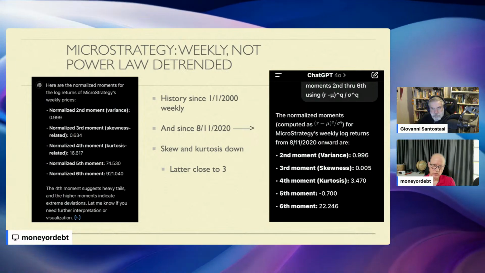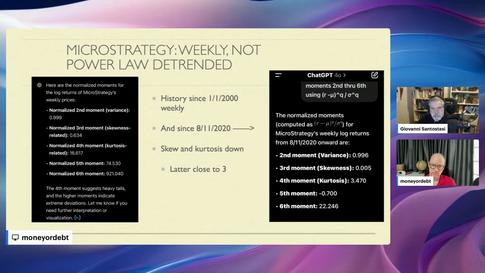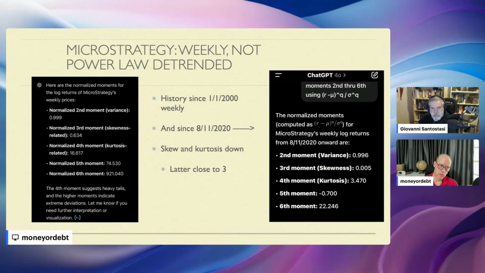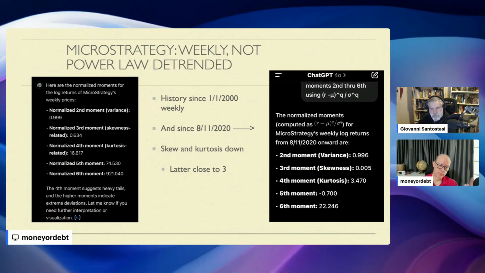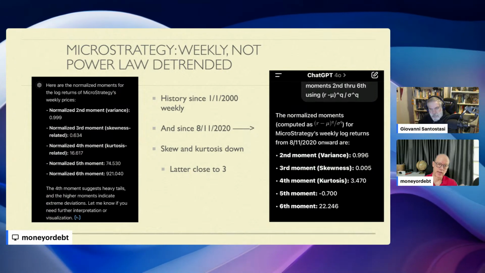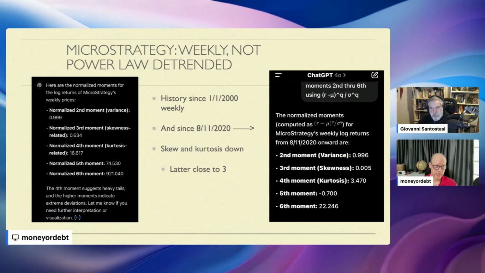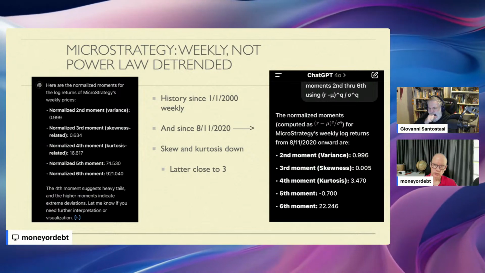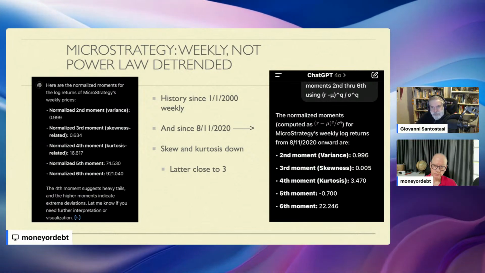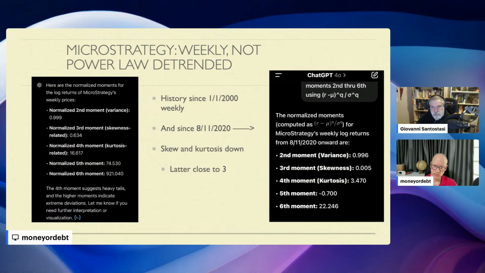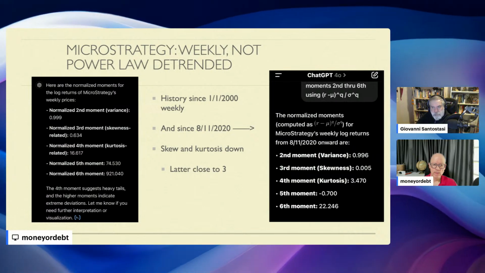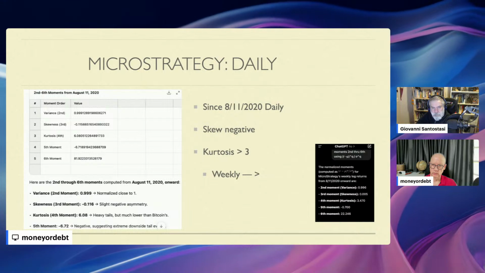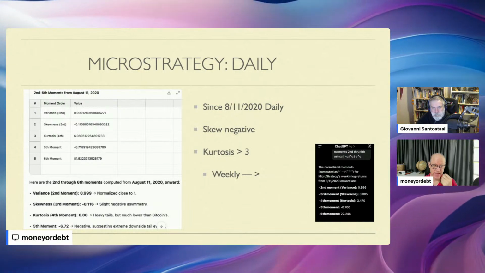But if you look at what's on the left first, nearly the full history, you find very, very high fourth, fifth, and sixth moments. If you look on the right, the post-Bitcoin strategy version of MicroStrategy, the skew and kurtosis are down considerably. The skew goes to 0, and the kurtosis drops by more than a factor of 4. The fifth moment goes slightly negative, and the sixth moment is way down. And in fact, the kurtosis is quite close to 3, which is sort of a normal value. And that was the weekly.